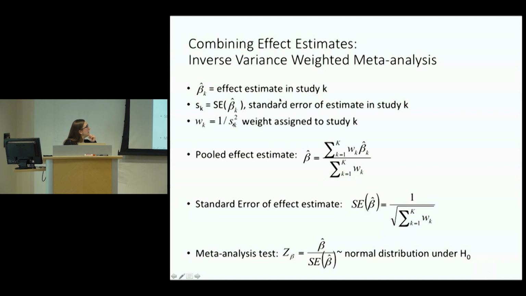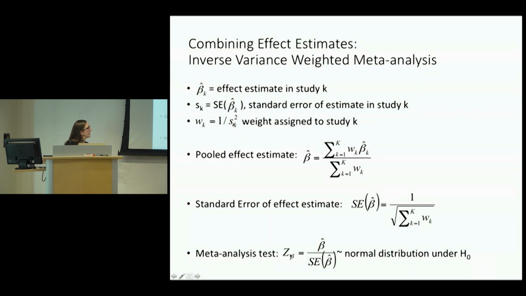So you have these GWAS in each of the individual studies. We can get weights, which is just inversely proportional to the standard error squared. So weights for each study. We can get a pooled effect estimate over all the studies, right, based on this formula. We can then get the standard error for that pooled effect estimate.